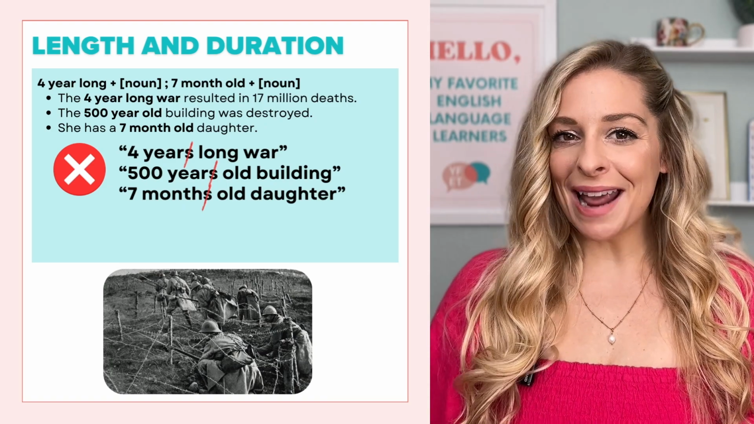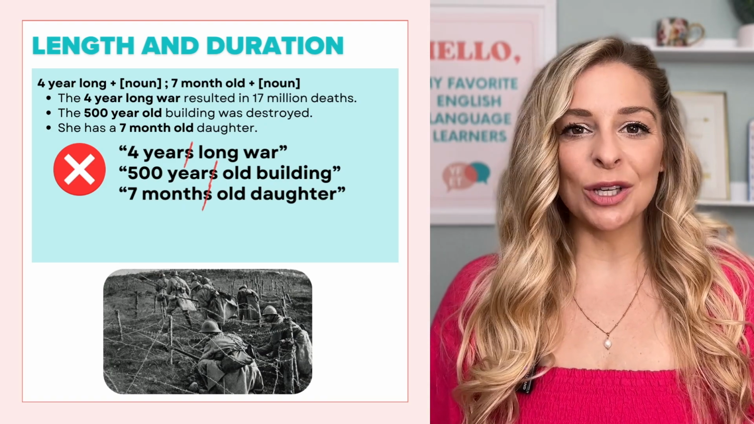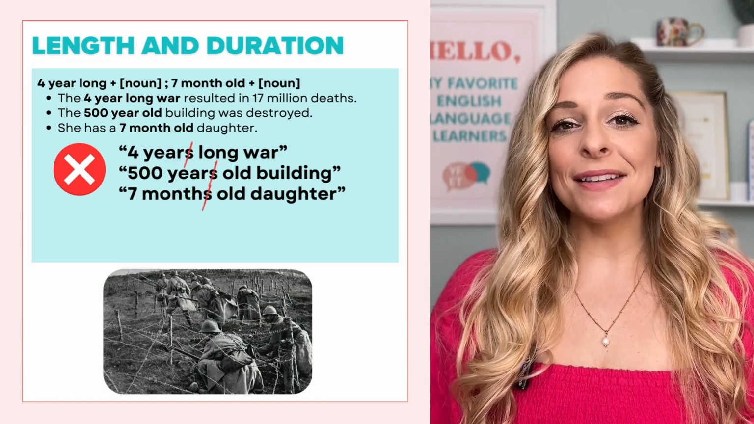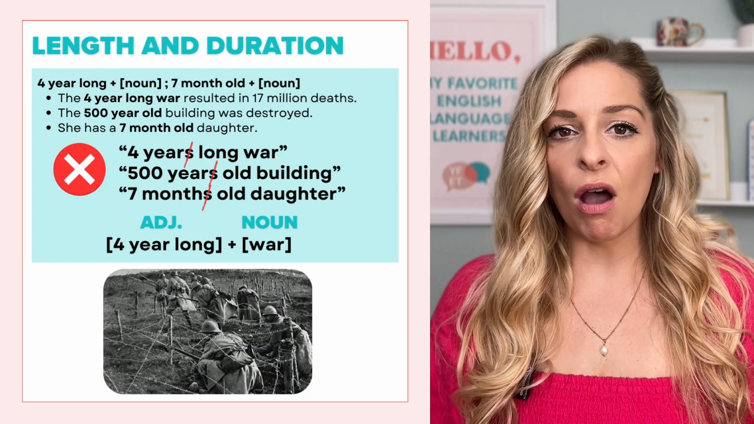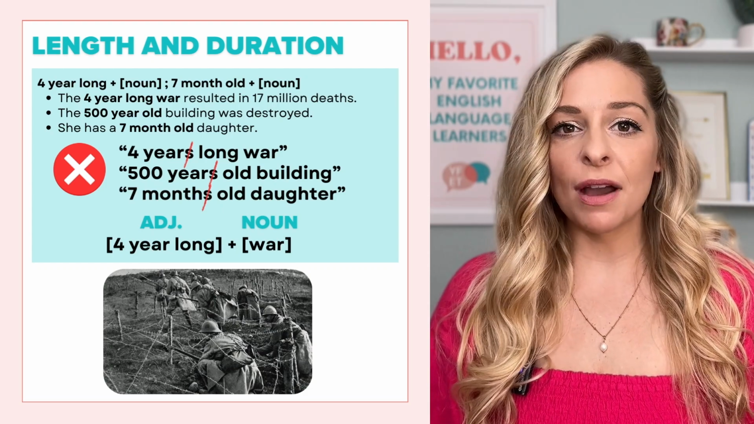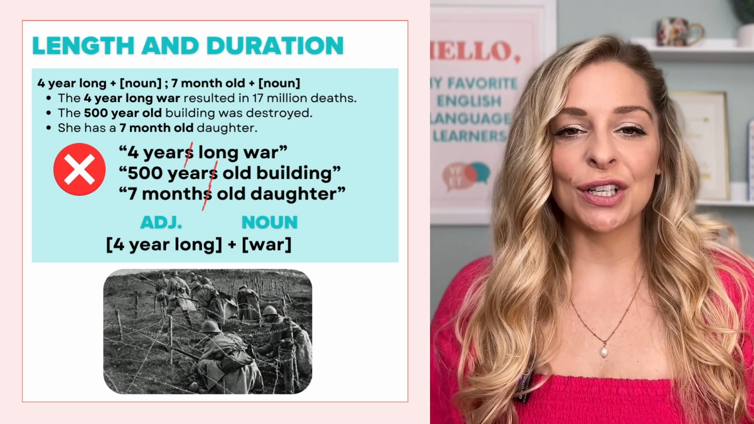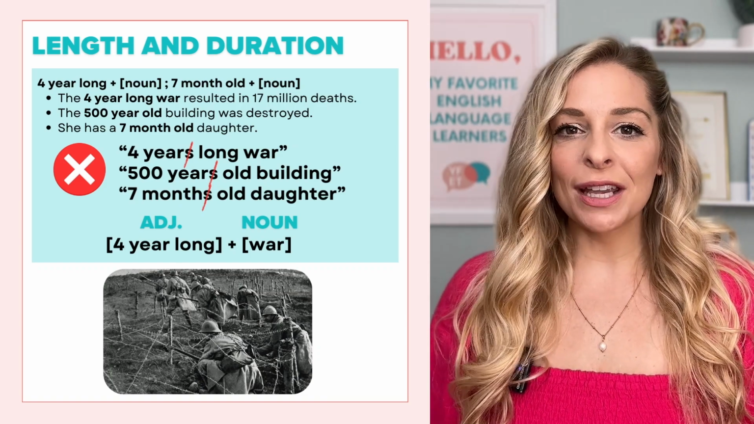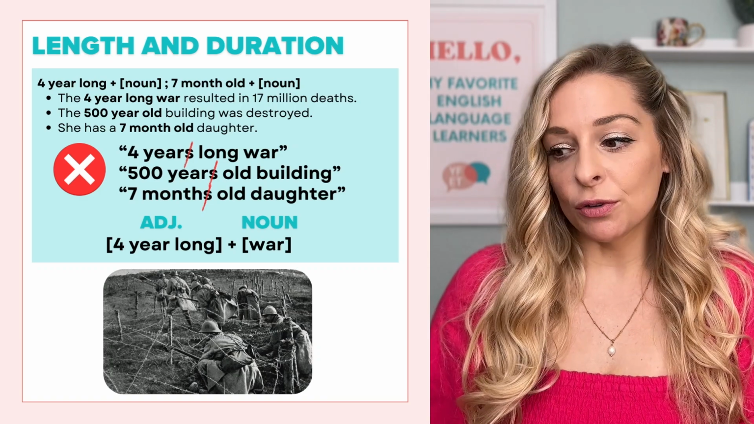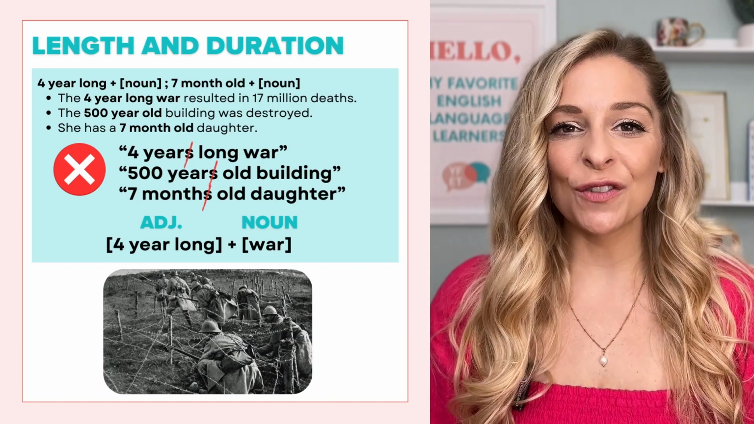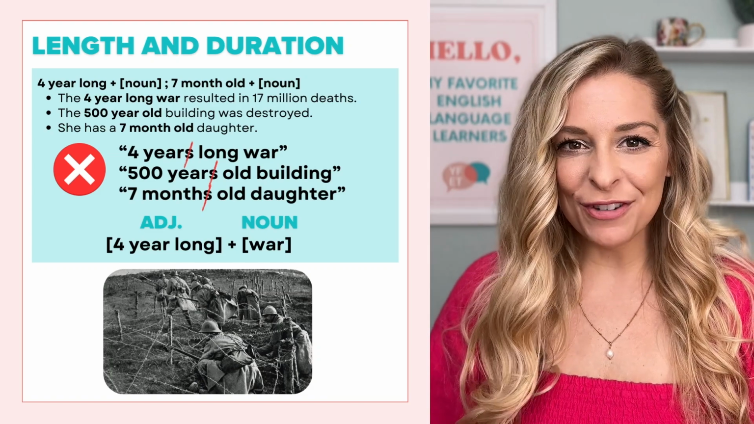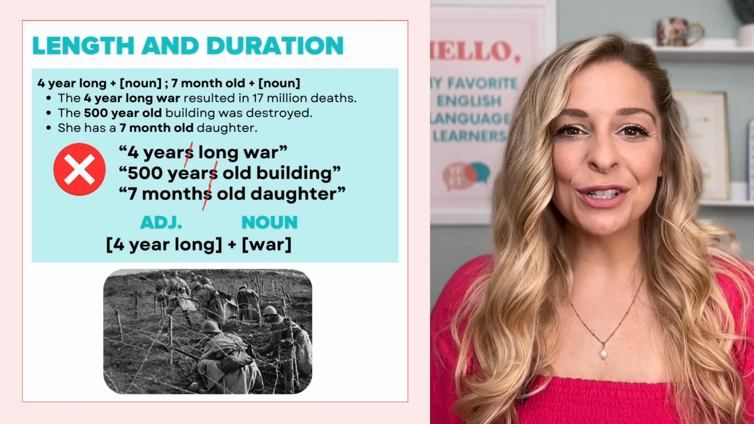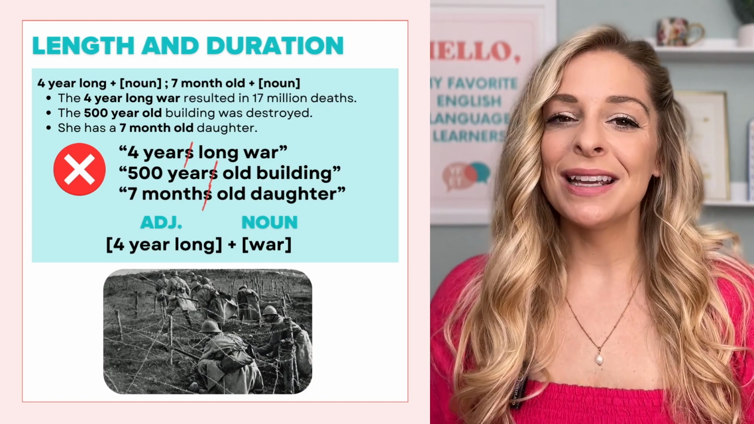Now, whenever there is a noun at the end, like war, building, or daughter, we do not make the month or the year plural. And this is because the phrase 4-year-long or 500-year-old or 7-month-old is acting as an adjective describing the noun that comes after it. And in English, unlike some other languages, we don't make our adjectives plural. So be very careful when using this phrase. If you see a noun at the end of that phrase, do not make it plural. Just say 4-year-long, 500-year-old, or 7-month-old, and you will be correct.